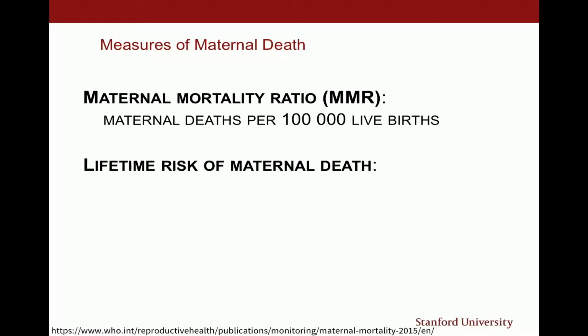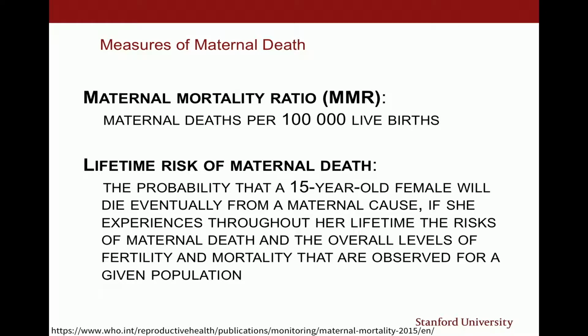And one of the measures that I think hits home more than any for me is a woman's lifetime risk of maternal death, which is the probability that a 15-year-old woman will die eventually from a natural cause or from a maternal cause if she experiences throughout her lifetime the risks of maternal health and the overall levels of fertility and mortality that are observed for a given population. So for example, as an American woman who basically will live most of my entire life in the United States, I will have the lifetime risk of maternal death of the United States. If a woman from Nigeria moves to the US when she's 1 year old, she will basically have that lifetime risk as an American. So it has to do with the milieu in which you are living.